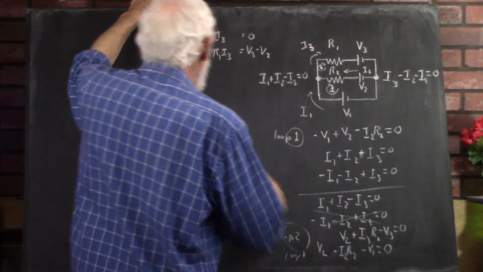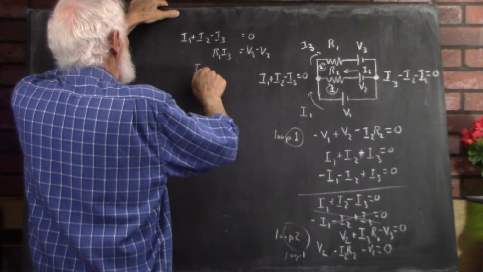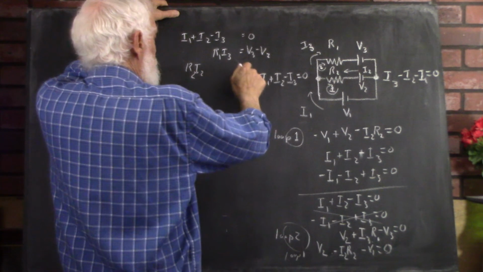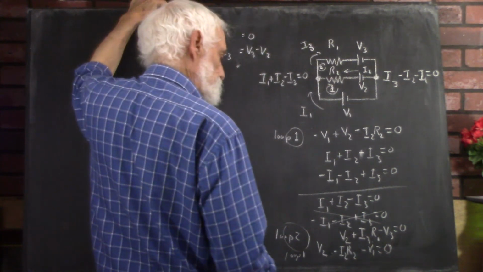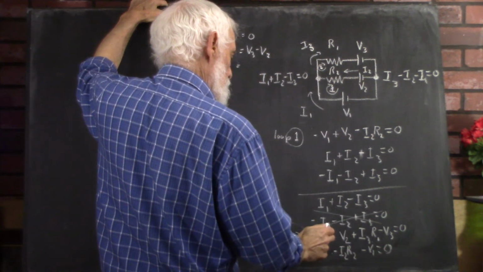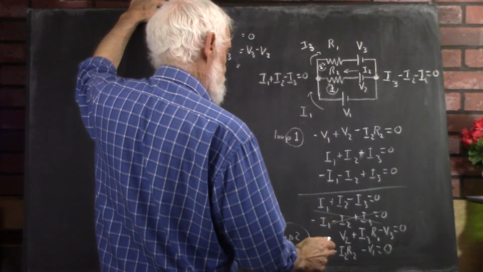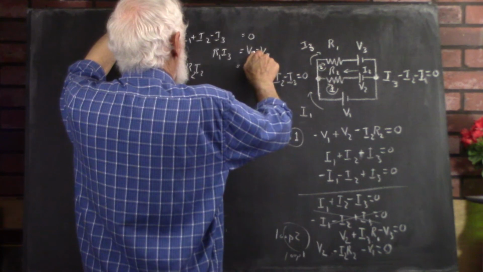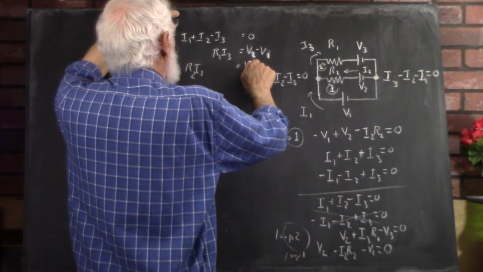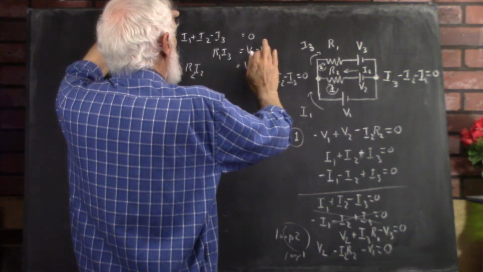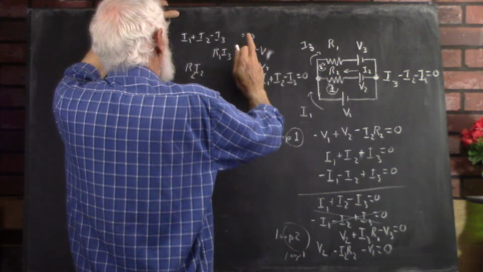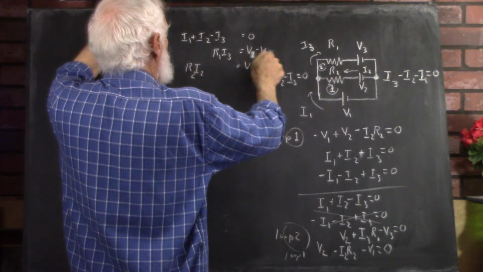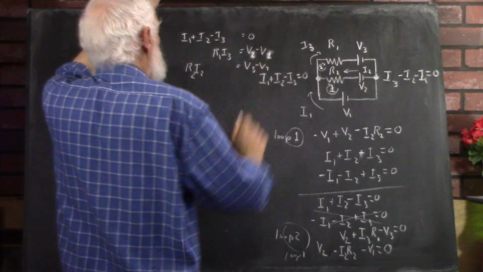And then here we have R2 I2 equals V3 minus V2, and I think I did it wrong. This should have been V2 minus V1, and this should be V3 minus V2. Let's see if I can make that just a little. Yeah, this board is kind of rough, so it's kind of hard to get smudges off of it.